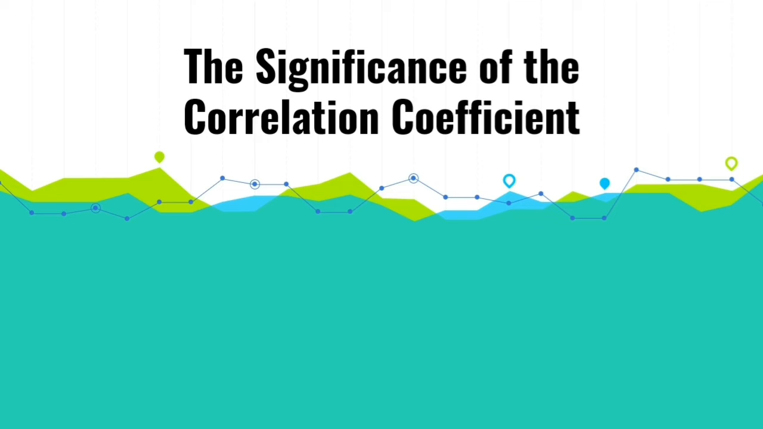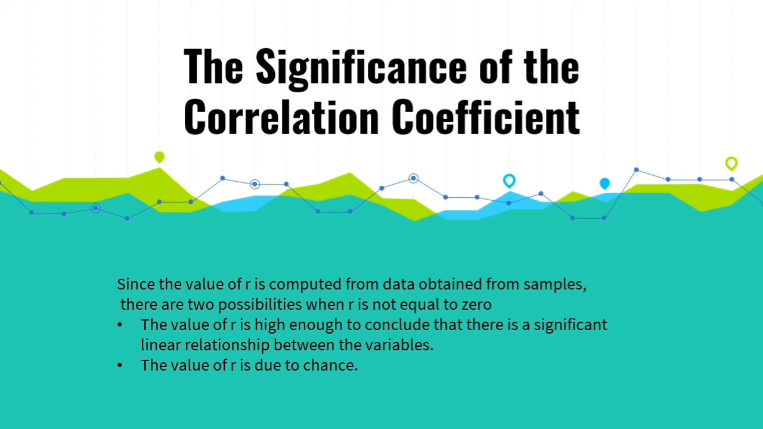In this part, we answer this question: when is the value of r due to chance, and when does it suggest a significant linear relationship between the variables? Since the value of r is computed from the data obtained from samples, there are two possibilities when r is not equal to 0. The value of r is high enough to conclude that there is a significant linear relationship between the variables, or the value of r is due to chance.